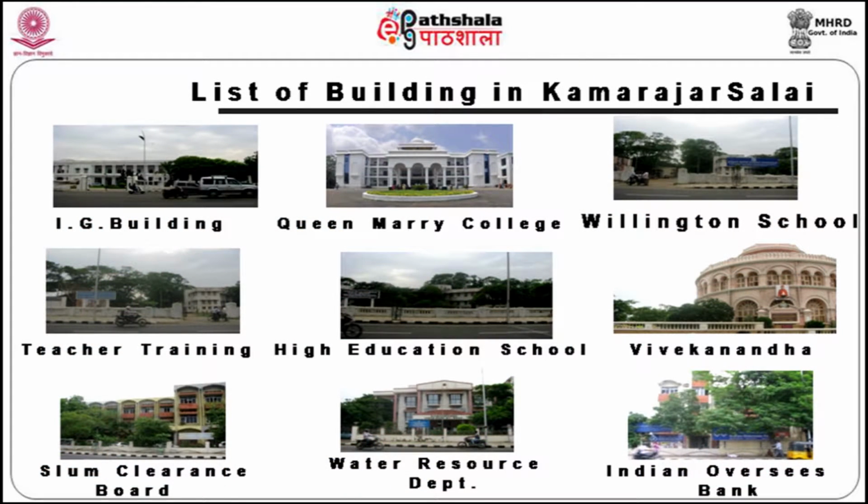List of buildings in Kamarajar Salai: basically the IG building, Queen Mary's College, Wellington School, which of course doesn't have historical importance. Teachers Training also doesn't have this. High Education school also does. Vivekananda Villa is much later. Slum Clearance Board, new architectural style. Water Resource Department, Indian Overseas Bank, all new architectural style.